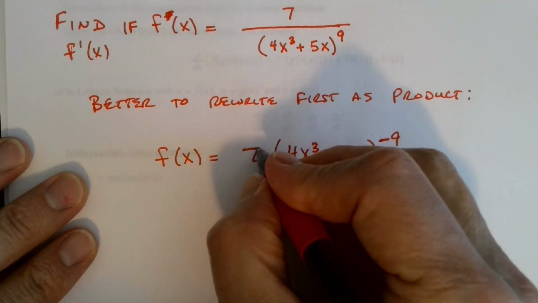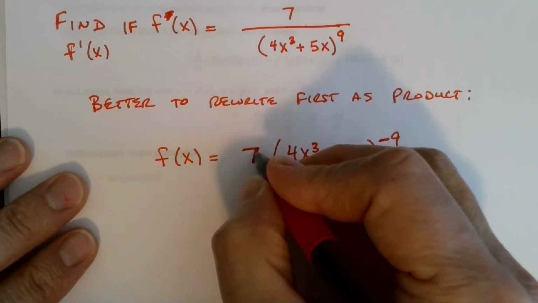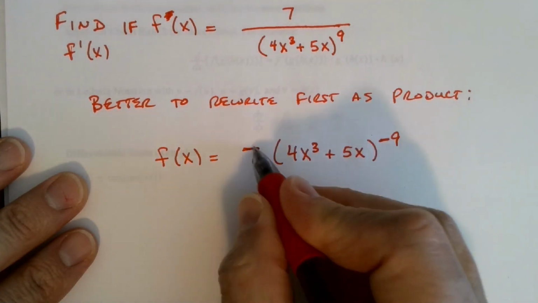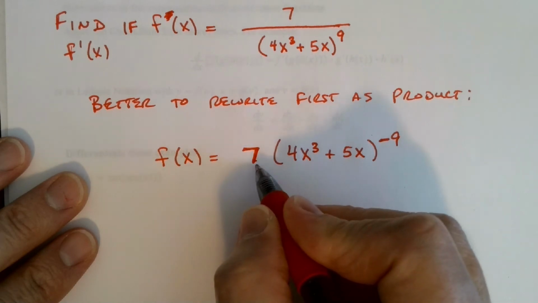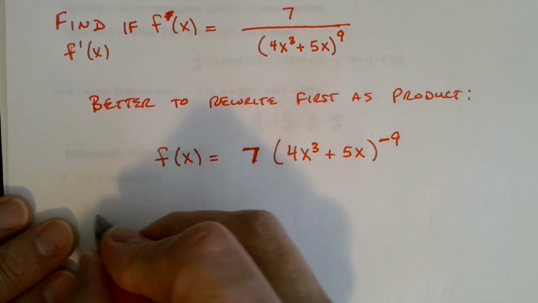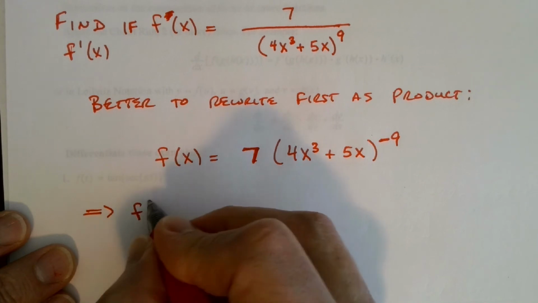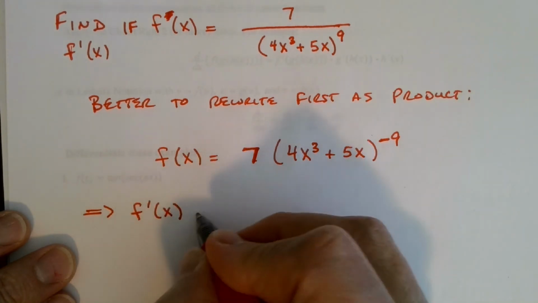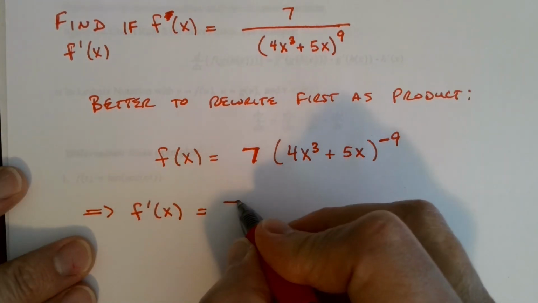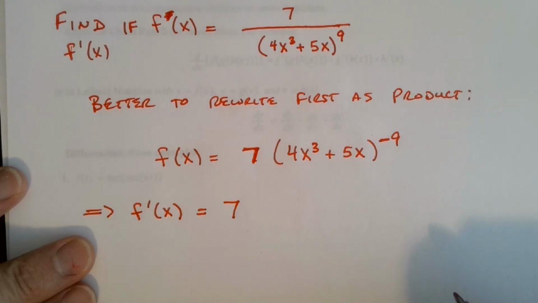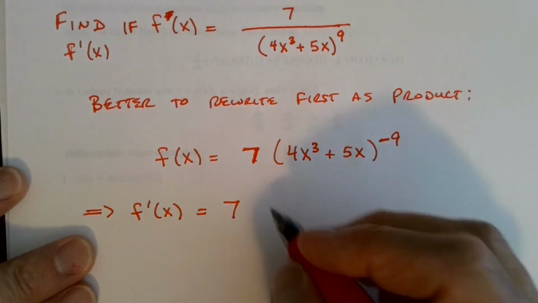Now you say, we said product rule, but I really don't need the product rule because 7 is not a function of x. It's a constant multiple. So it's just the constant multiple rule. So you see, it's even better. I don't have to use the product rule. So this 7 is a constant multiple, and there's no need to use the product rule.